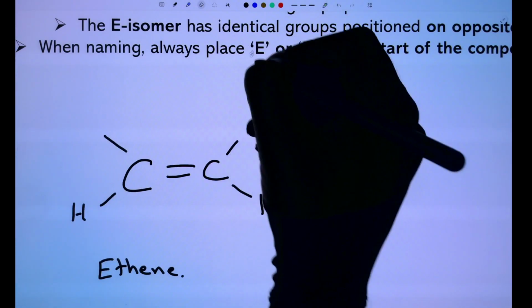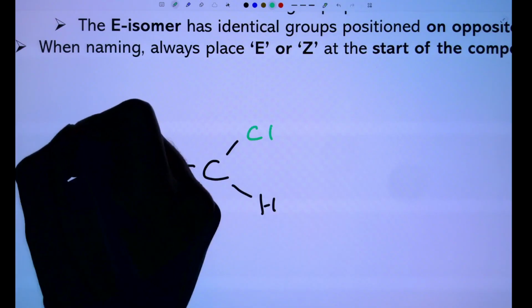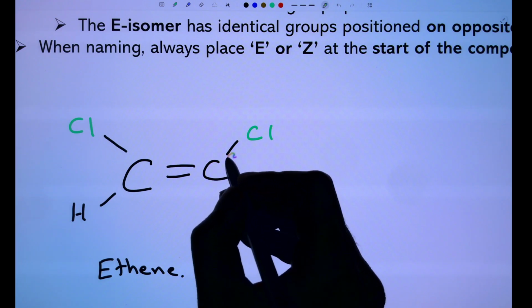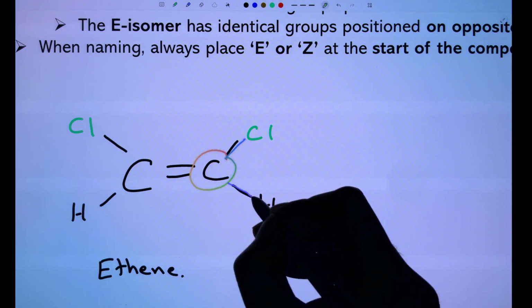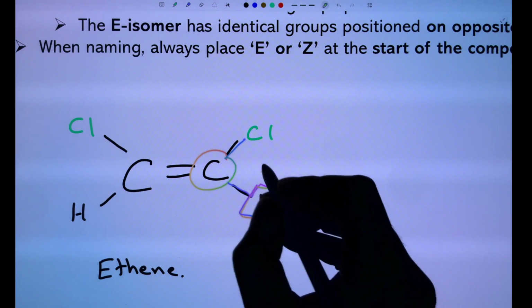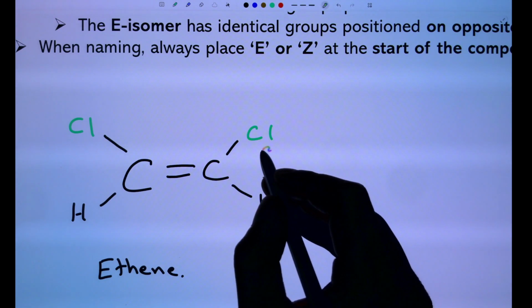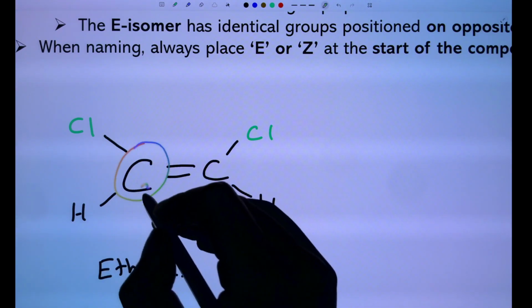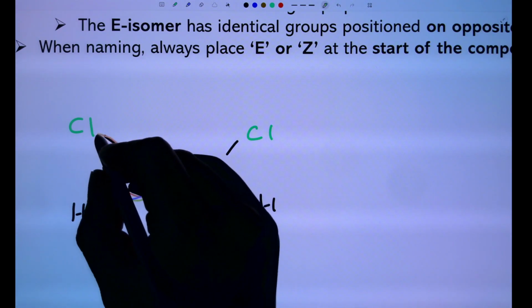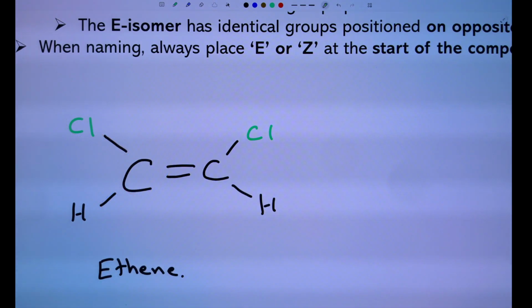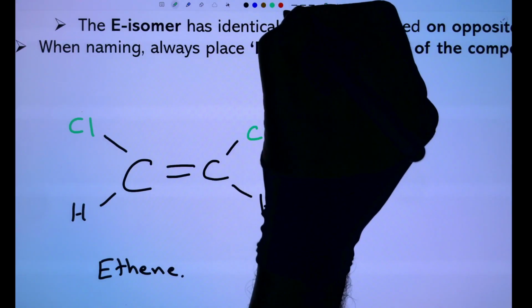Okay, what if I changed this top left also into a chlorine? Well, let's pick the carbon on the right. Is it attached to two atoms or groups of atoms that are the same? No, they're different. So it could have EZ isomerism, but we need to check the other side. Is this carbon attached to a chlorine and a hydrogen? Are those different? Yes. So this molecule does have EZ isomerism. It has an isomer. Therefore, which isomer are we looking at?